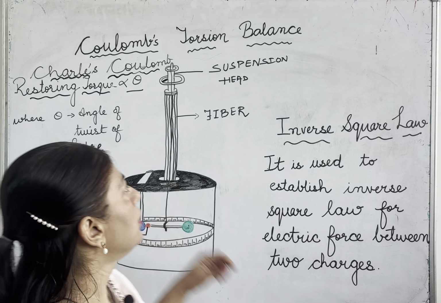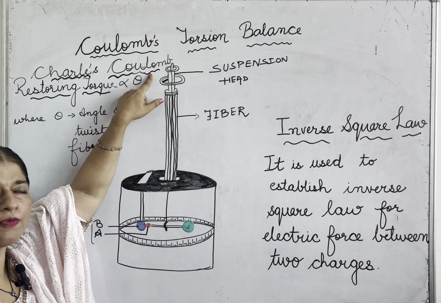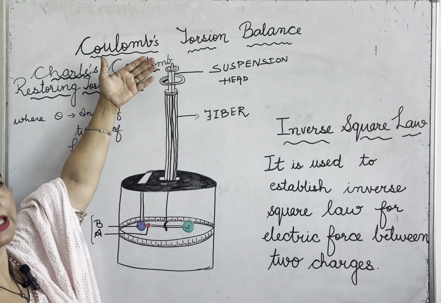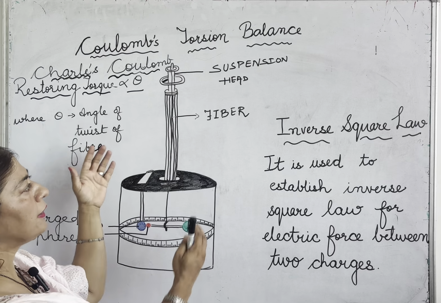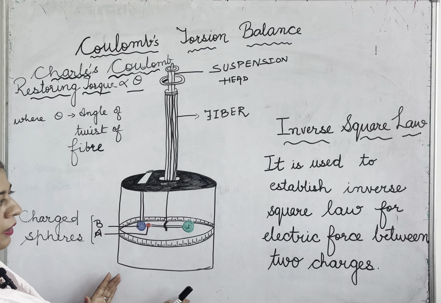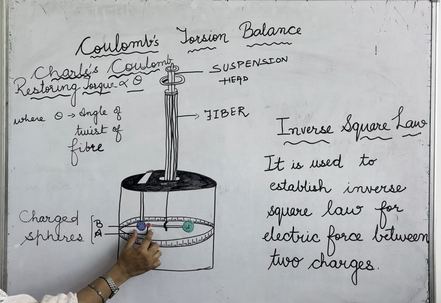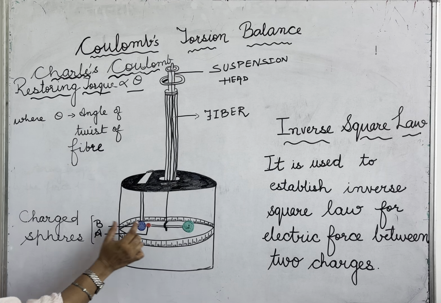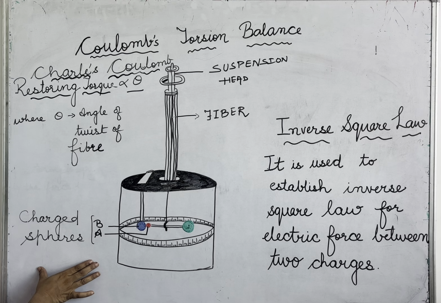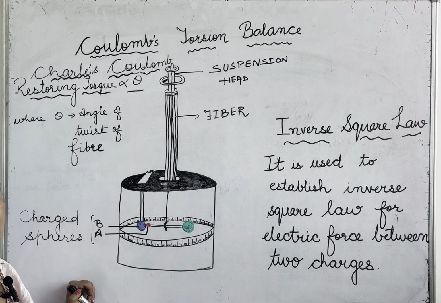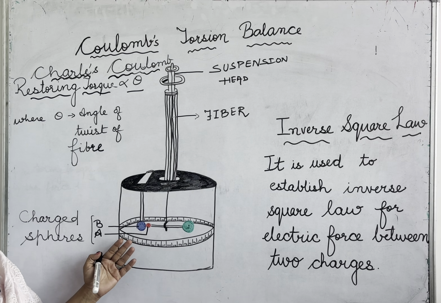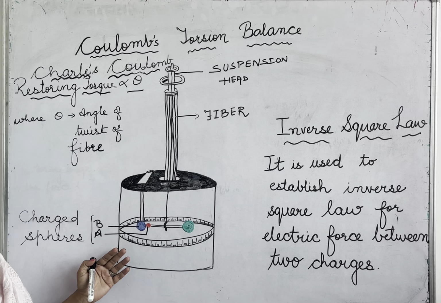For that, Charles Coulomb, the name of the scientist, took help of Coulomb's torsion balance that you can look at in the figure. He used this device in which these two, A and B, are the charged spheres. They are representing the charged particles. Now the force lying between them depends upon their nature. If they are of opposite nature, the attractive force will be lying between them, and if they are of the similar one, then repulsive force will be lying between the two of them.